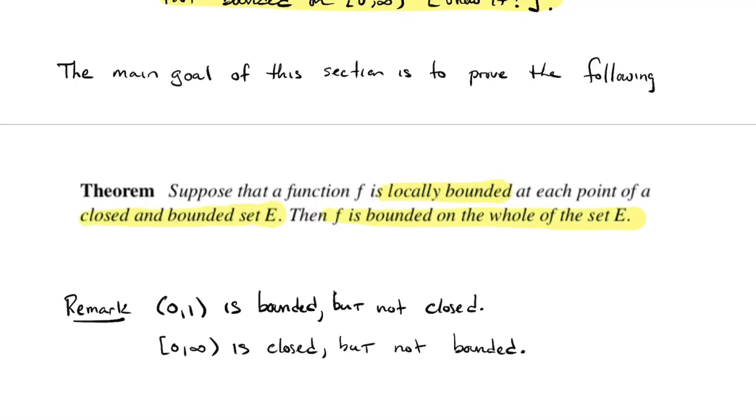Just going over our examples again, (0, 1) is a bounded set, but it's not closed. So it's missing one of the two crucial ingredients. The interval from 0 to infinity, including 0, is closed, but it's not bounded. It's missing the other crucial ingredient. So this theorem is saying if you have a set that's not missing either one of those crucial ingredients, then a locally bounded function will always be bounded. Nice.